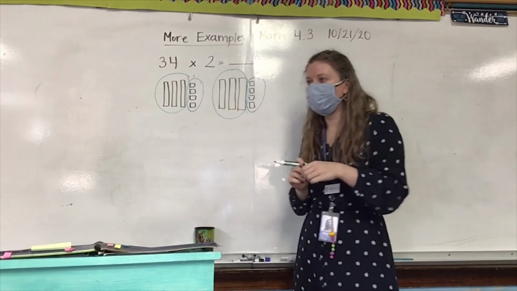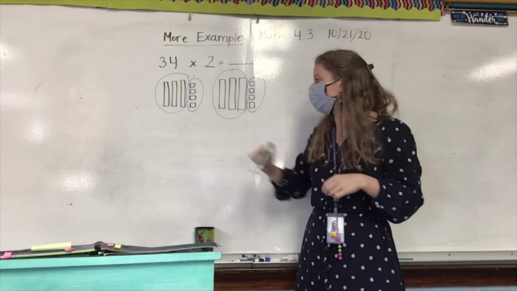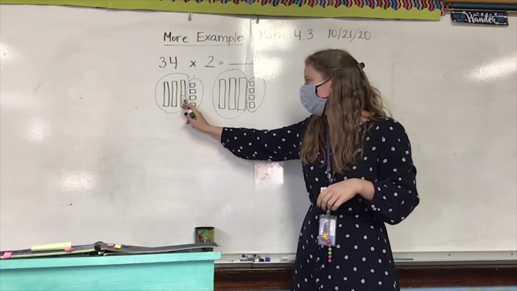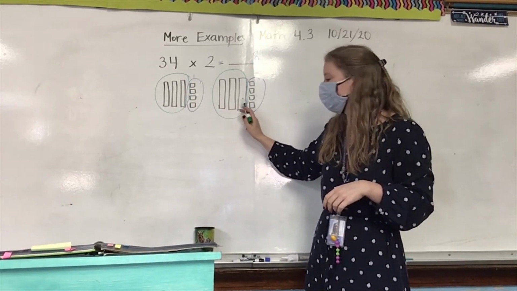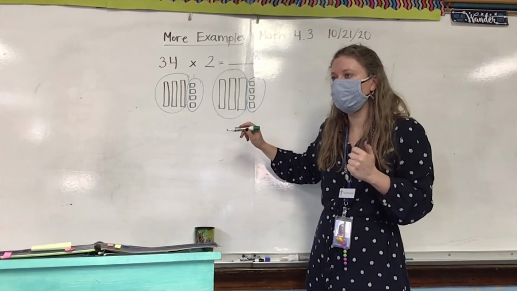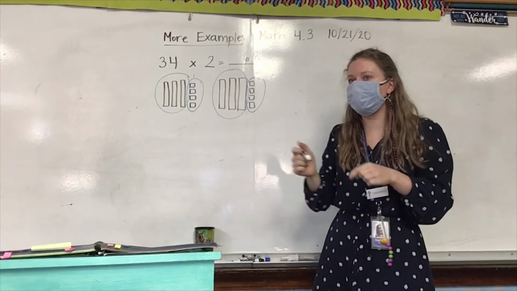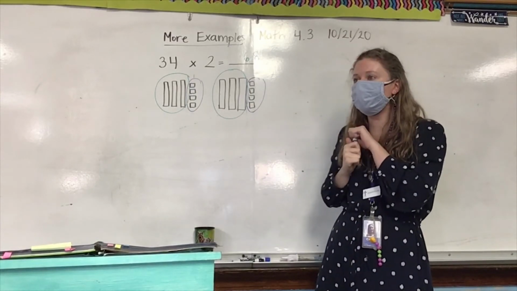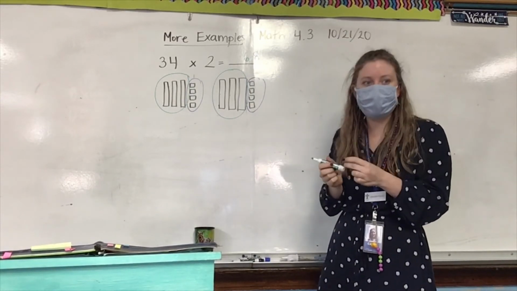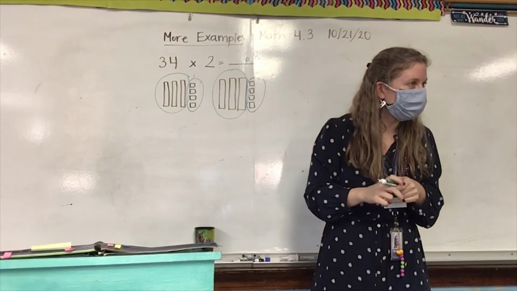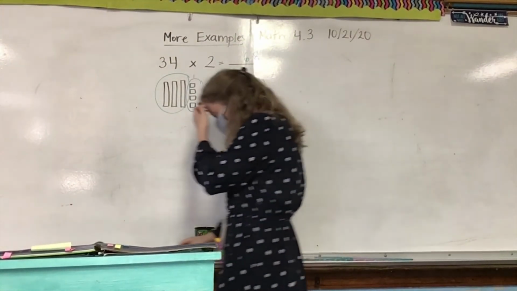Now what do I do? Now you count the 10s. I count the 10s. 1, 2, 3, 4, 5, 6. Where does that number go? In the tens place. So that means, Victoria, that 34 times 2 is 68. 68. Everybody with me? Let's keep going.